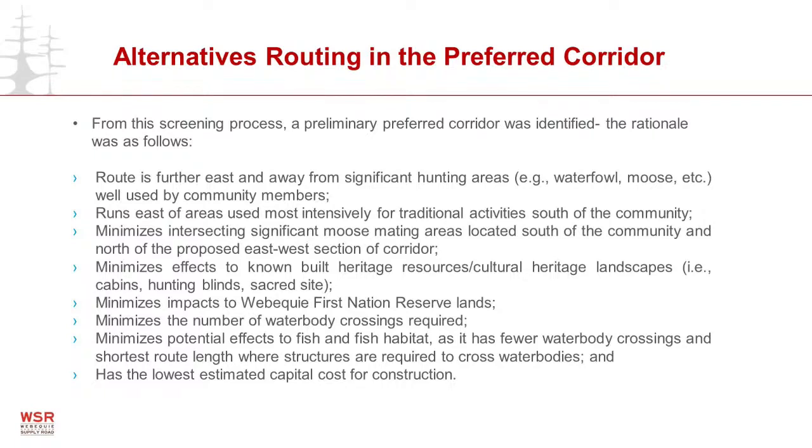I just mentioned this about fewer water body crossings, and then minimizing the width of the crossings as well. So positioning the road so that it crosses at narrower points across major water courses. And again, cost as well as part of it too. Lowest estimated capital cost for construction.